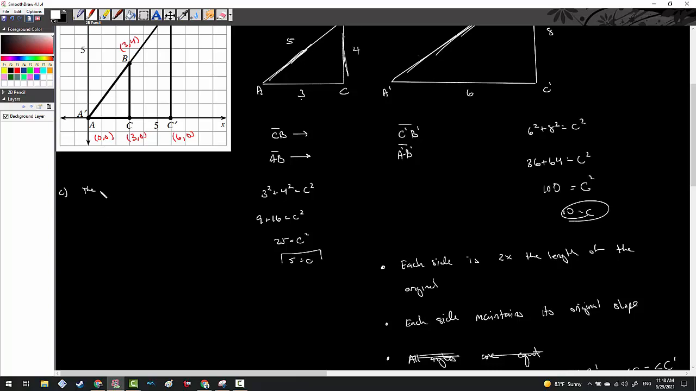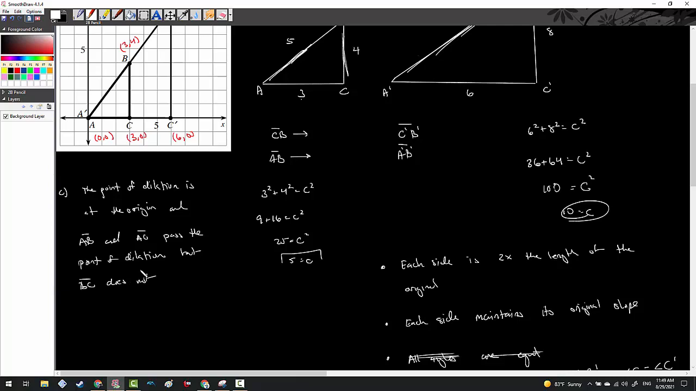in the origin. The point of dilation is at the origin, and side AB and side AC pass through the point of dilation, but side BC does not. Now, again, that should be relatively obvious, right?